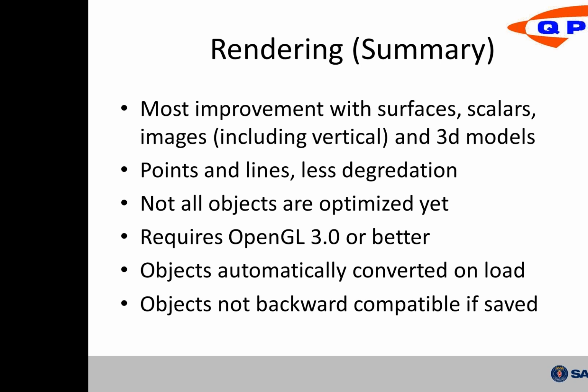When you open up an object or create a new object in Fledermaus 7.4, it will automatically be converted or created in the new format needed for rendering. So you don't have to worry about that. However, there is a time delay if you are loading a large surface or a large image that was created in 7.3 or older into 7.4. It has to do that conversion on the fly. So it'll do that at the beginning when you load the data object. It's a one-time thing when you first load that object.